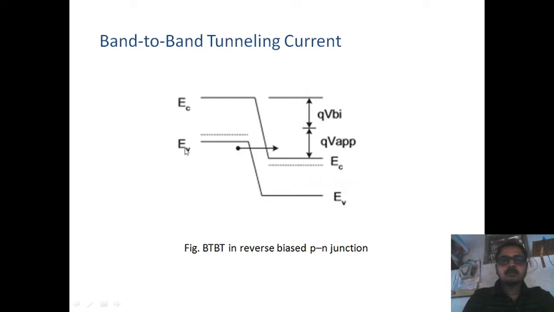So this is the p type valence band and this is the n type conduction band. So this is the band to band tunneling current. The jumping of electrons from the valence band to the conduction band is also called tunneling. This tunneling, when the electron jumps, will produce the current, that is band to band tunneling current. The first band is the valence band and the second band is the conduction band.